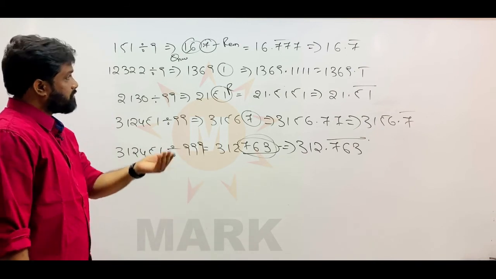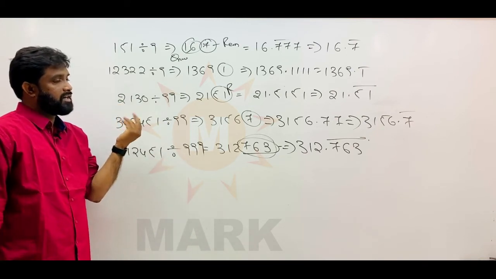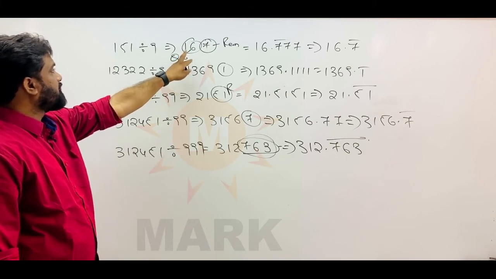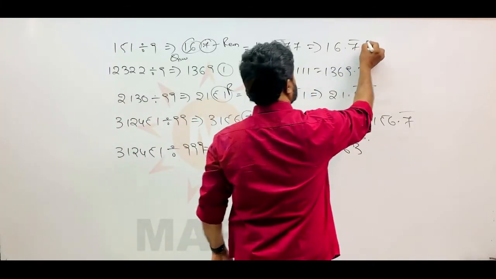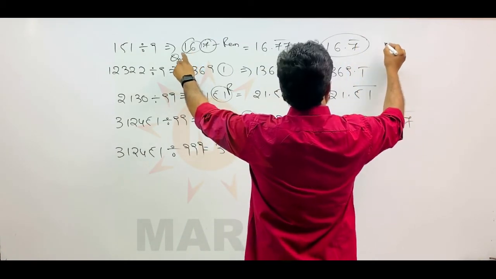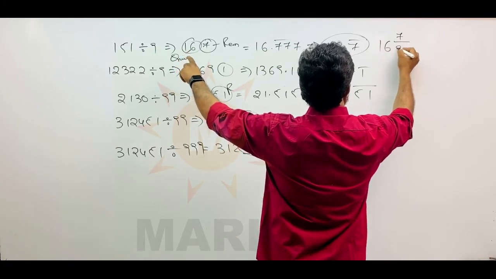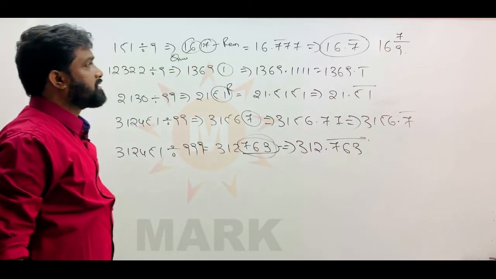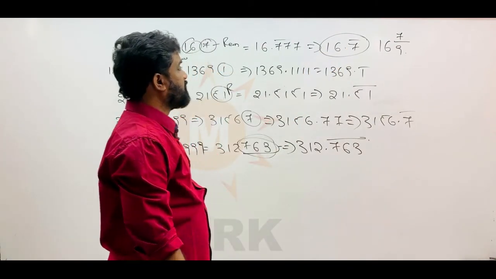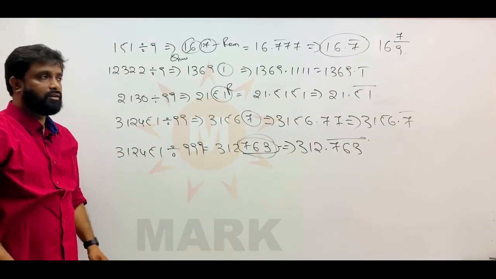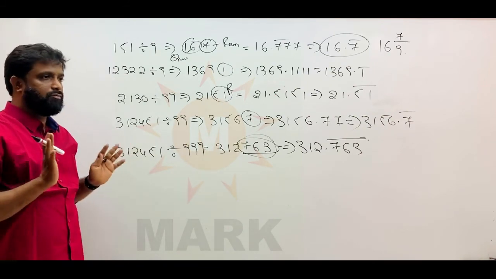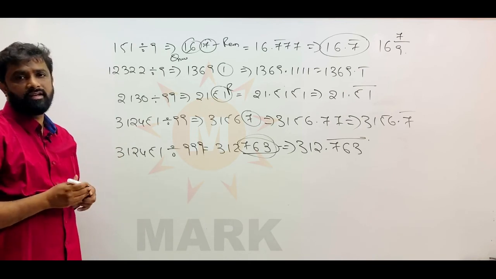So in the previous cases we have seen how to write it as a mixed fraction. Suppose you want to write it as a mixed fraction here, clearly you can write it as: how to write it as a mixed fraction? Divisor, what is the quotient? 16 and 7 by 9. You can write like this, or else you can write it as 16.7777. It goes on like that. Okay, so in any way you can write the answer by using this technique. One of the most powerful techniques in speed maths. I hope you understood this technique. Thank you.